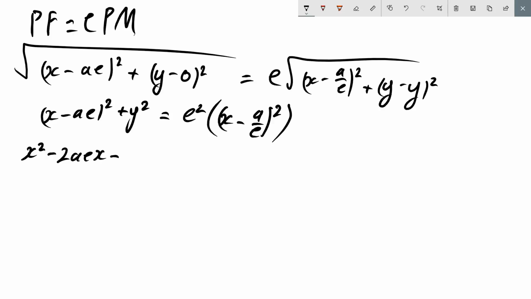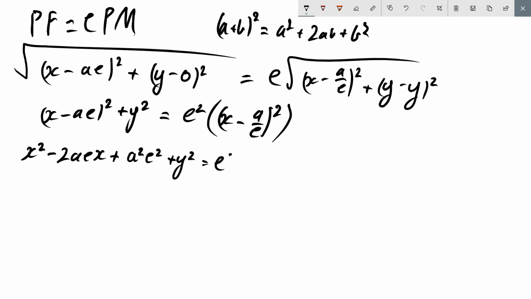So this will become x squared minus 2aex plus a squared e squared, remembering that a plus b squared is always going to equal a squared plus 2ab plus b squared. With that in mind, apply the same logic here. Plus y squared equals e squared. I'm not going to expand it in just yet. x squared minus 2ax over e plus a squared over e squared.